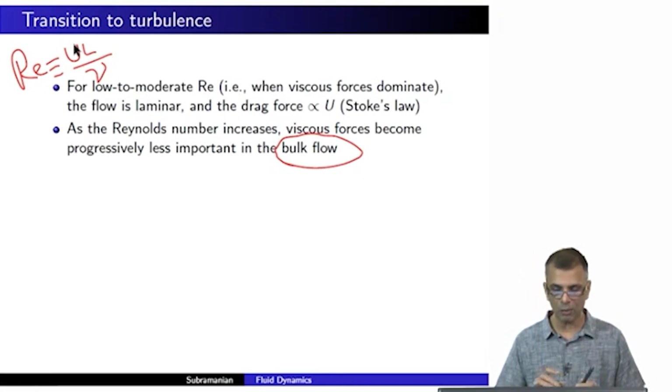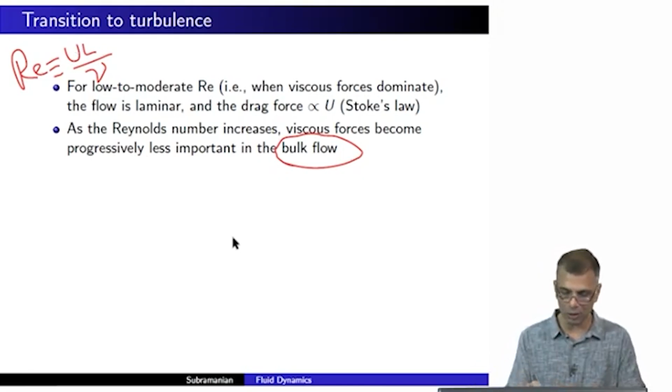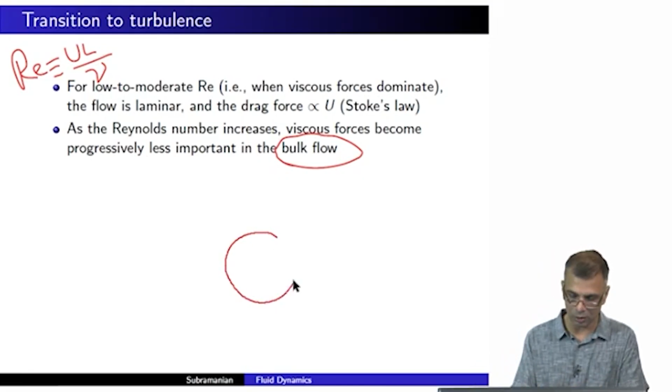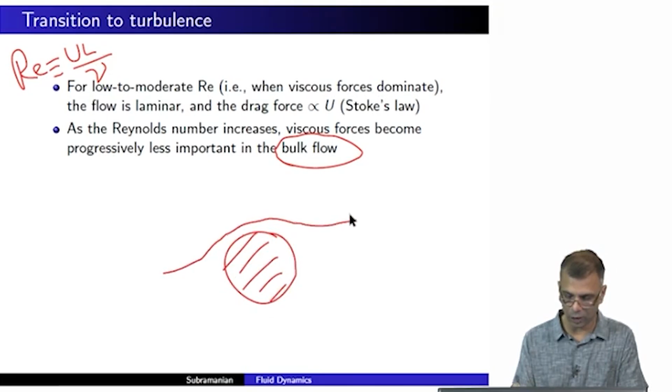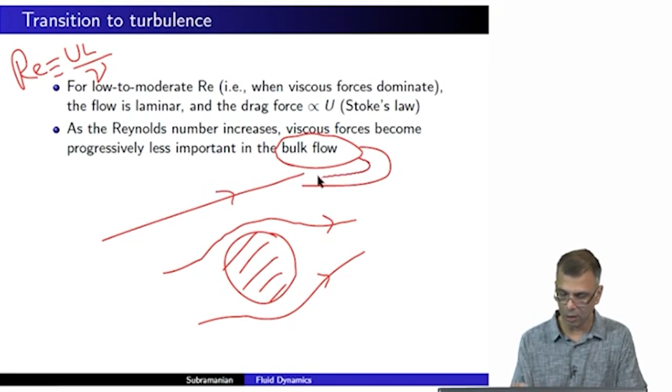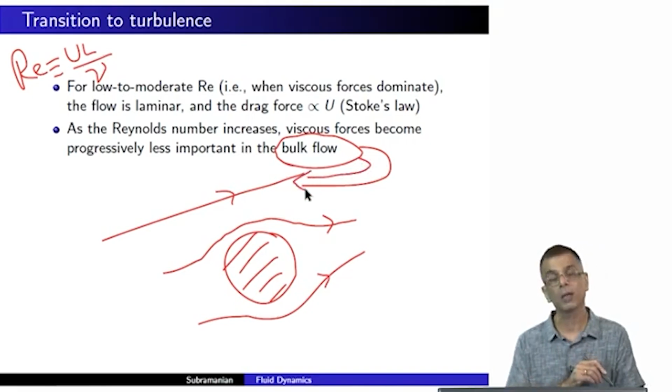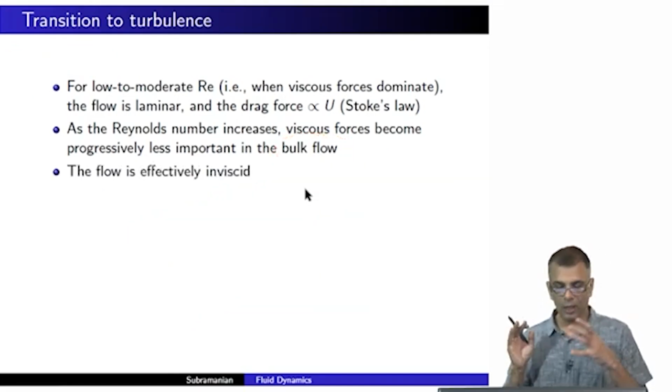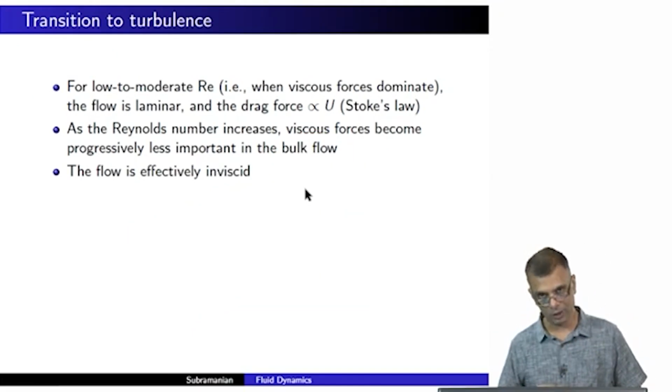Okay, we're not talking about the boundaries. We're not talking about a situation where, for instance, if this is a sphere and this is where the flow gets perturbed, right? This would be kind of the boundary layer, a very thin layer. That's not what we're talking about. By bulk flow, we are really talking about the undisturbed flow, right? So this is what we're talking about when we say bulk flow. Okay, right. So in the bulk, the flow is effectively inviscid.